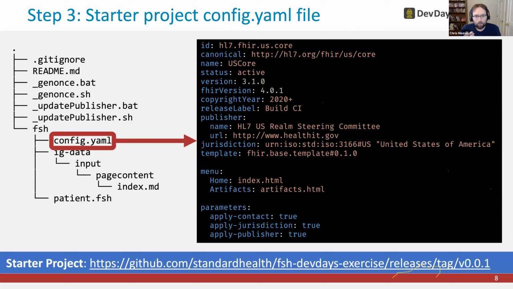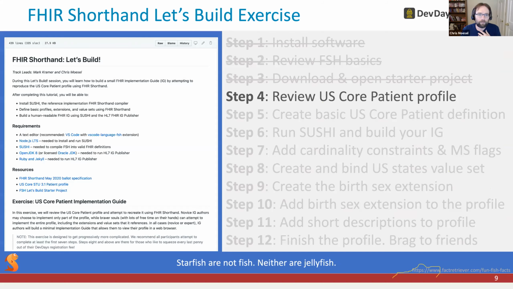You'll also see a menu item, and this allows us to actually define the top level menu. And this is a very simple key value mechanism, so you can add other entries to the menu as well, but here we've just included 2. So that is step 3. Step 4 is to review the US Core patient profile.